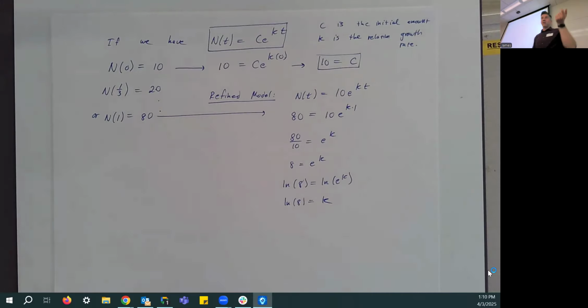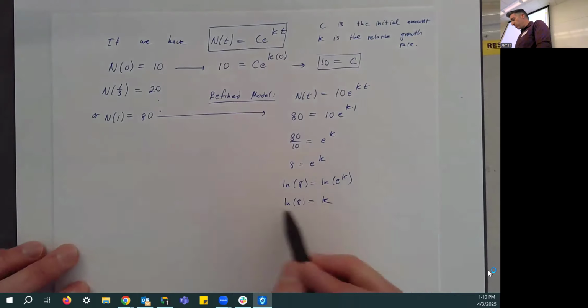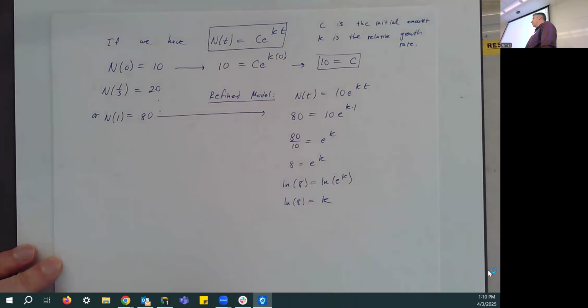So the relative growth rate is the growth rate, 1,000 people per year in this example, divided by the population size. So the smaller that is, the slower the population is growing. The bigger that is, the faster the population is growing. That number is what that is. And again, it's not super useful here because, like, what's the natural log of 8? I don't know. Question.